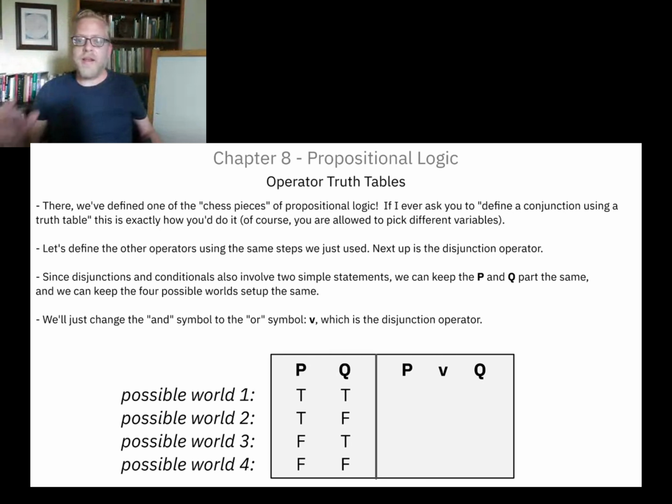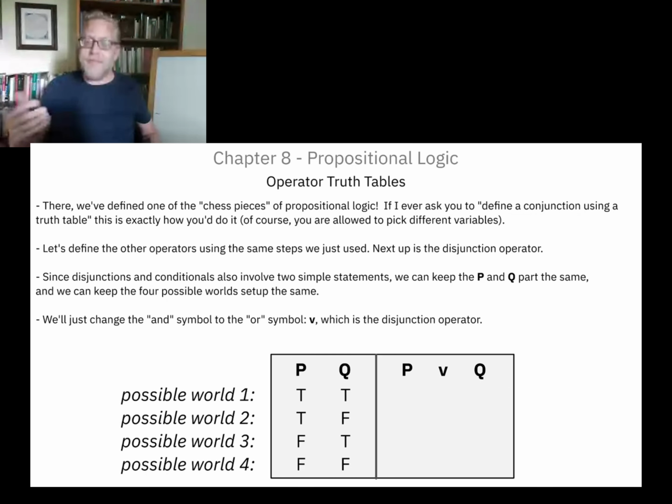Remember that we're doing an inclusive or. So that means at least one has to be true. They could both be true. It's only going to be false if they're both false. And you should know by now that the false world is world 4. So you should already be able to tell that the way this is going to go is, well, not probably, it is going to be TTTF.